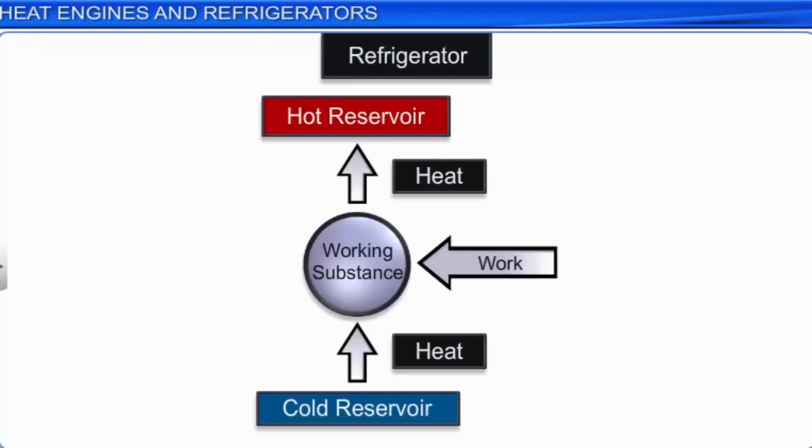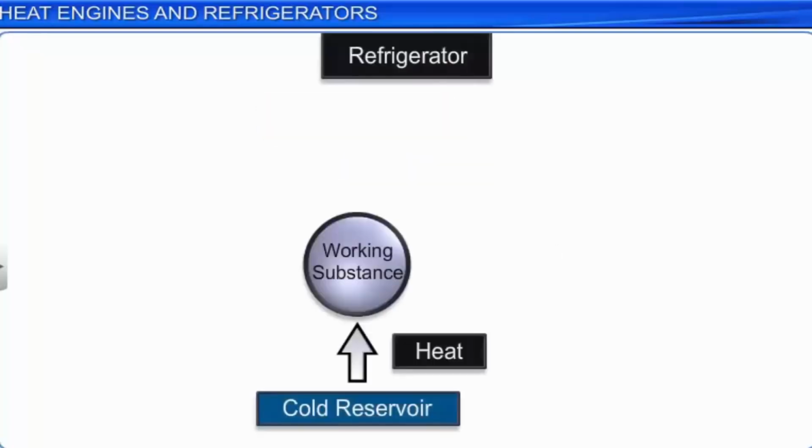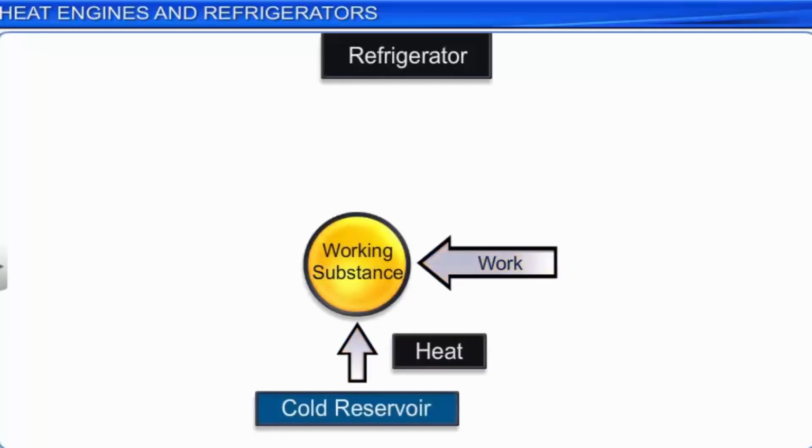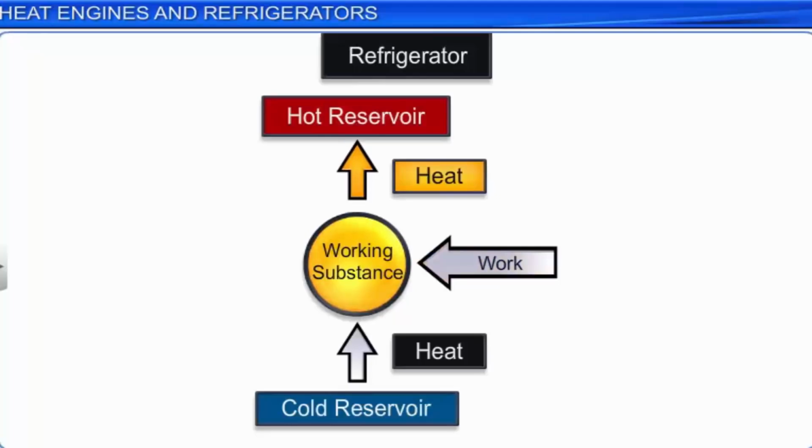Now let us understand the working of a refrigerator or a heat pump. The schematic representation of a refrigerator or a heat pump is as shown. A refrigerator is a device that takes heat from a cold reservoir, and after some external work is done on it, it releases some heat to a hot reservoir.